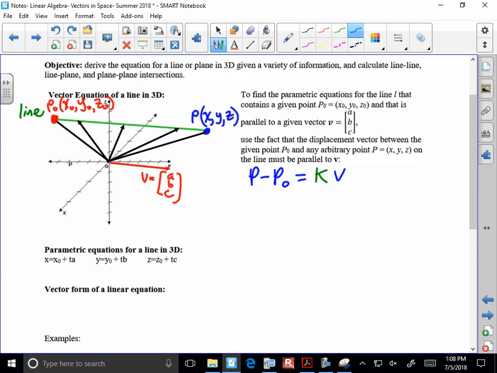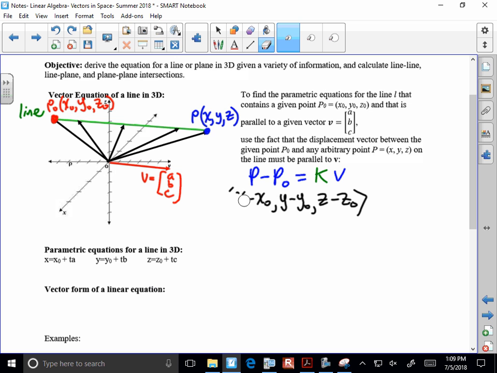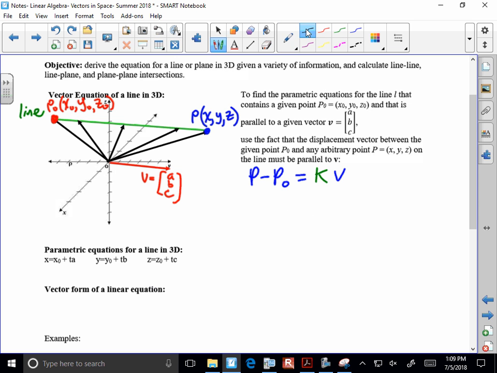All right, the difference between 2 points would make your displacement vector, which would be x minus x sub O, y minus y sub O, z minus z sub O. Oh, dang. I just can't stop myself. Sorry. I calc 3'd it. x minus x sub O, y minus y sub O, z minus z sub O is equal to k multiplied by ABC.